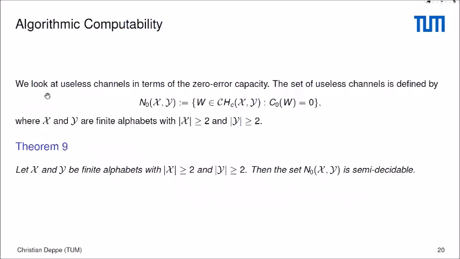Finally, we look at useless channels in terms of the zero error capacity. This is a set of channels such that the zero error capacity is 0. We showed that this set is semi-decidable.